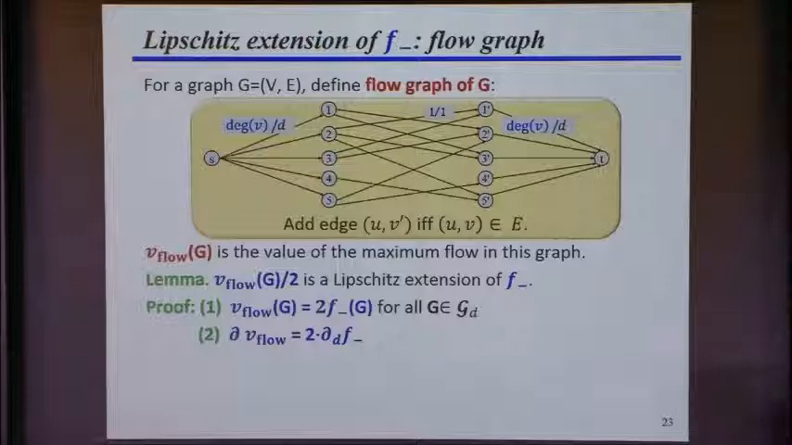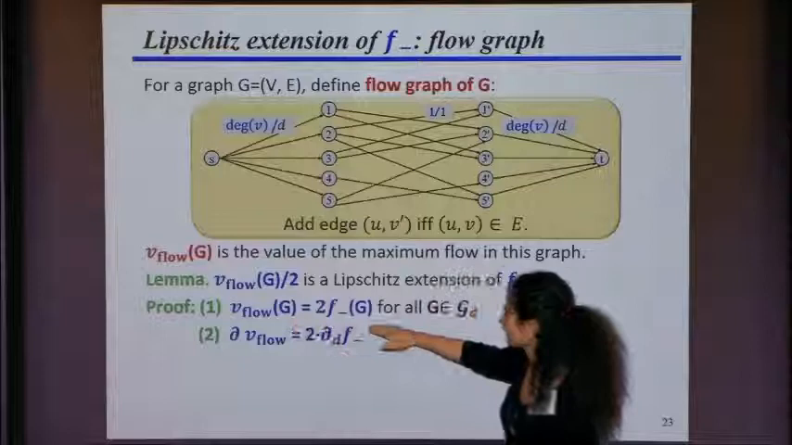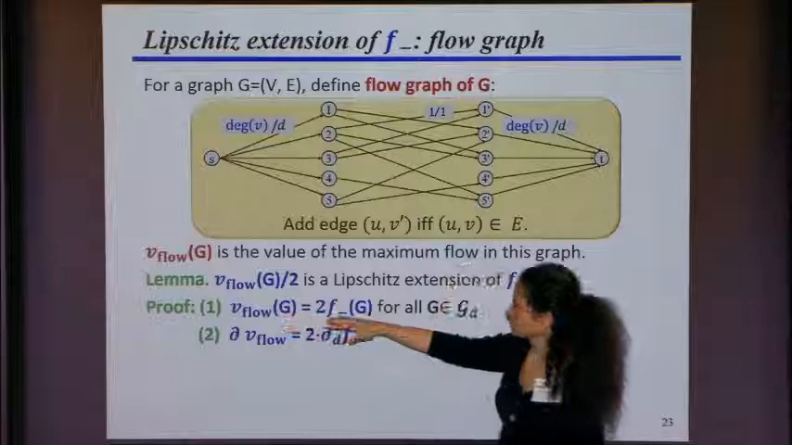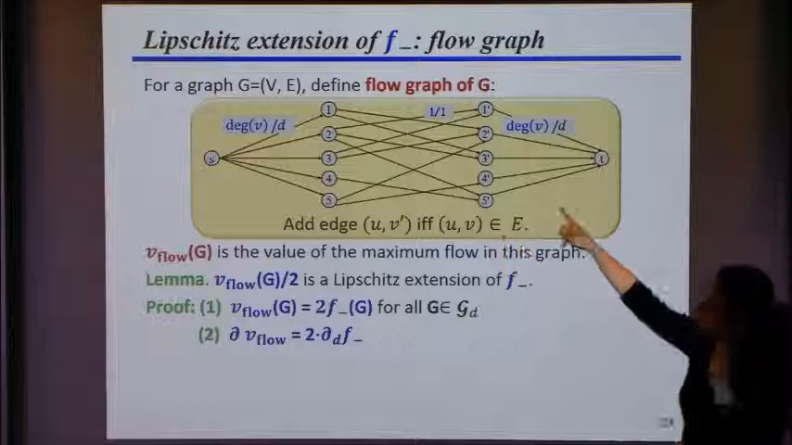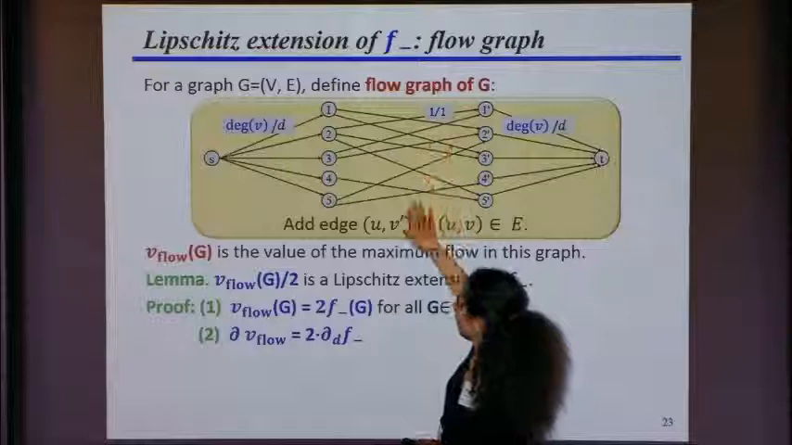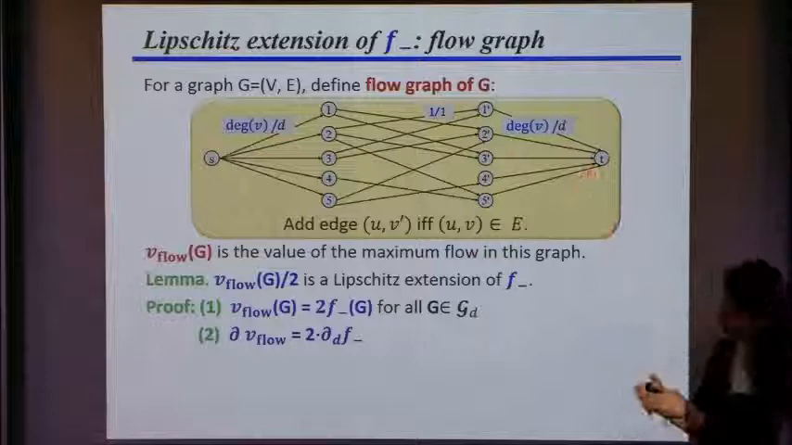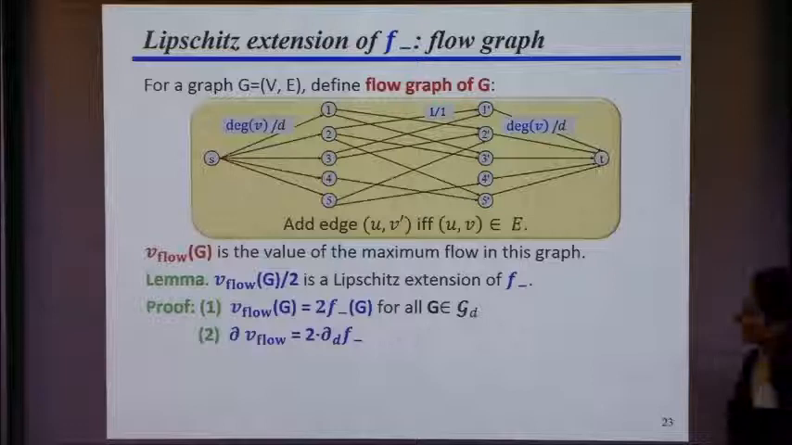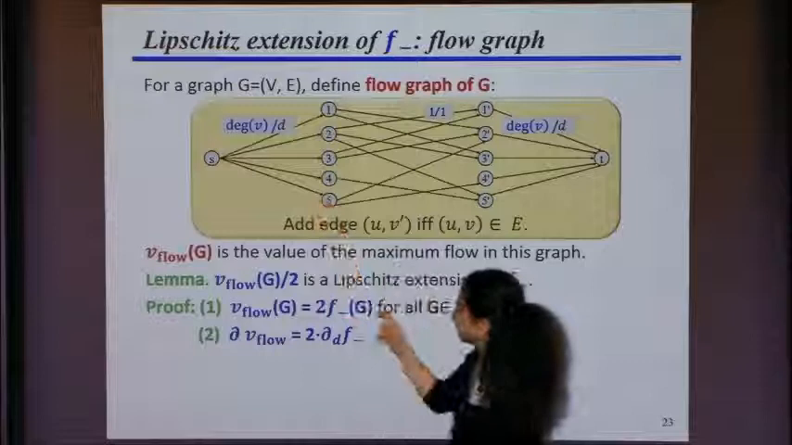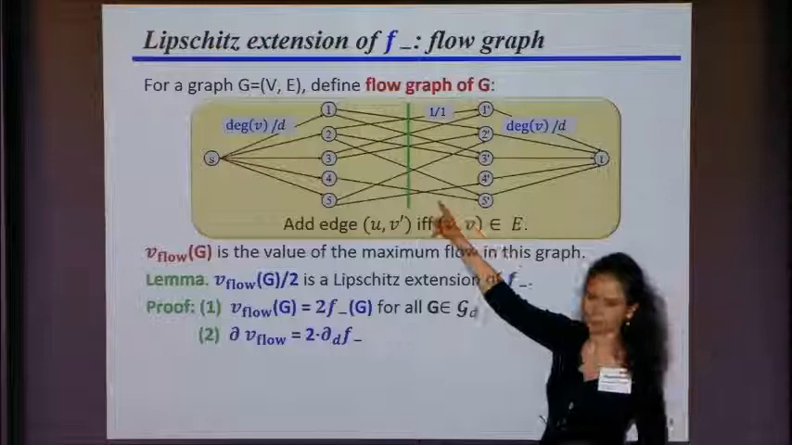Okay, so let's see why. First let's see why the flow is actually equal to 2 times the number of edges in this graph. First of all, notice that we can achieve the following flow. We can just put flow of 1 on these middle edges and flow corresponding to the degree on the edges coming out of the source and into the sink. The resulting flow is going to have value 2 times the number of edges. And this flow is indeed the maximum flow because this cut has capacity 2 times the number of edges. So that's the whole proof here.